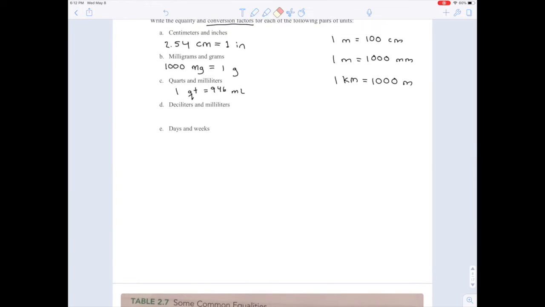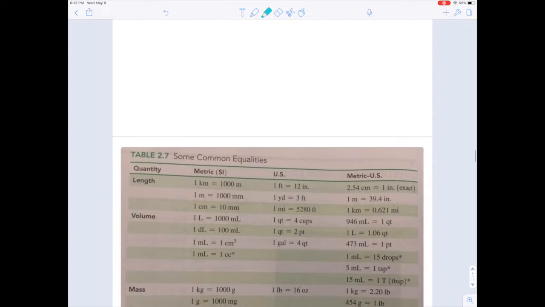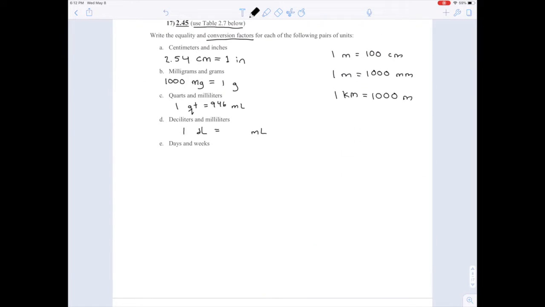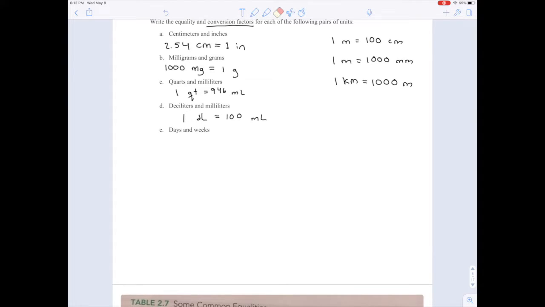All right. Then we can go to D. D is asking for the conversion factor that relates deciliters and milliliters. So how do deciliters relate to milliliters? Well, both of those are metric units, so you'd go to table 2.7. You have the metric here. So deciliters to milliliters, there's 1 deciliter in 100 milliliters. So there's 1 deciliter for every 100 milliliters, and that's the conversion factor for those two units.